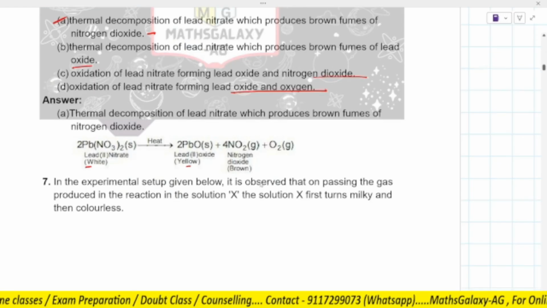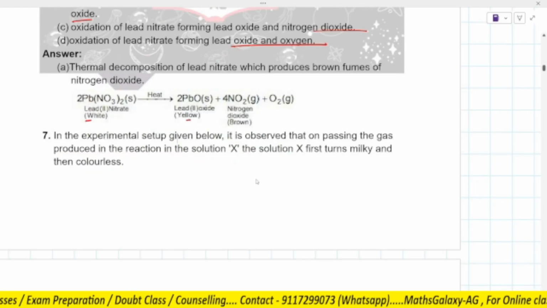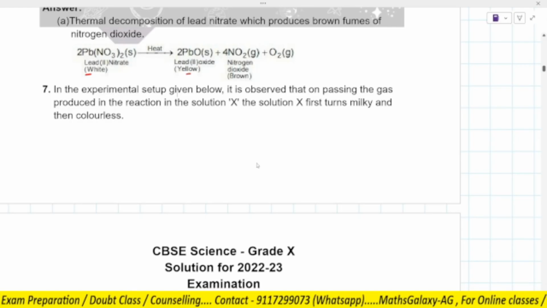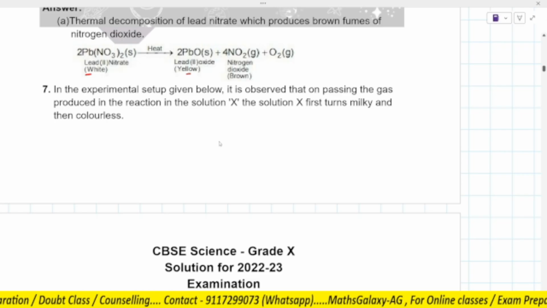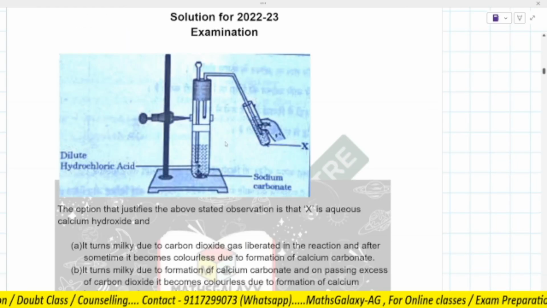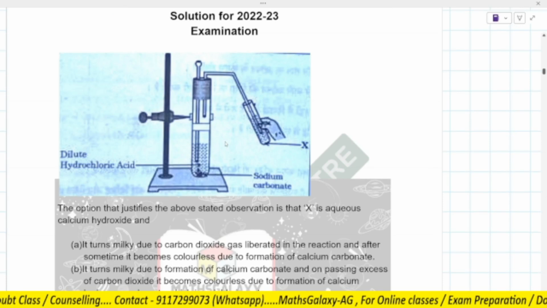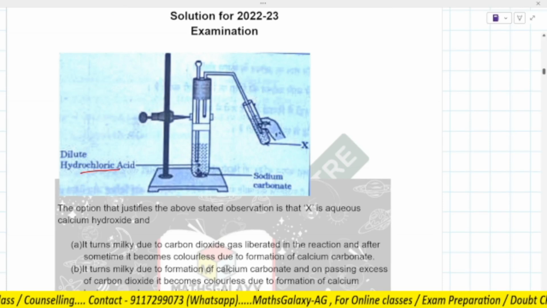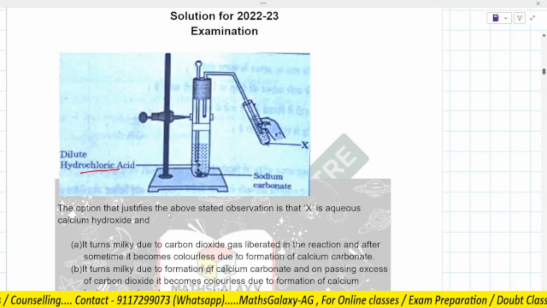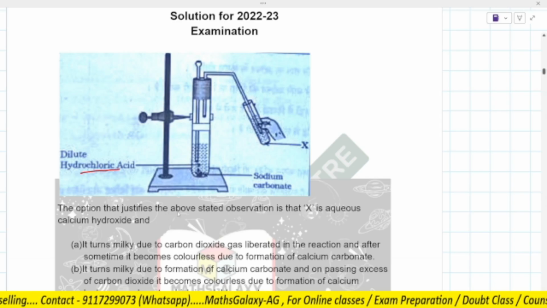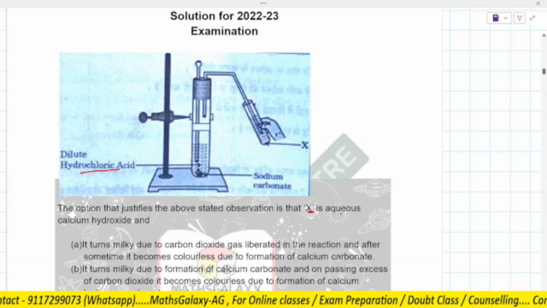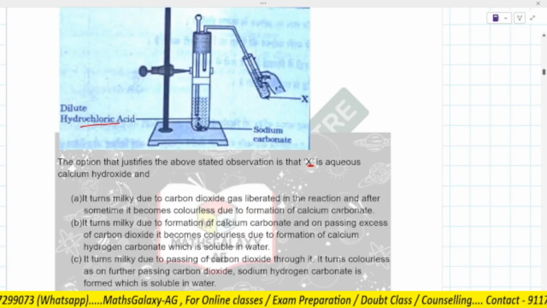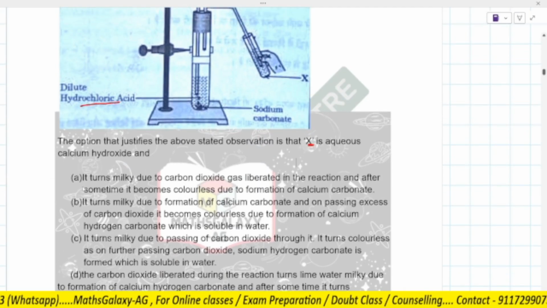In the present setup given below, it is observed that on passing the gas produced in the reaction into solution X, the solution X first turns milky and then colorless. As you can see here, it is dilute hydrochloric acid and sodium carbonate. The option that justifies the above observation is that X is aqueous calcium hydroxide, right? And here you have to give the answer.